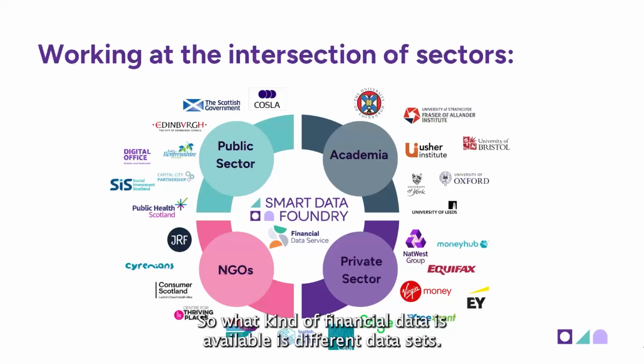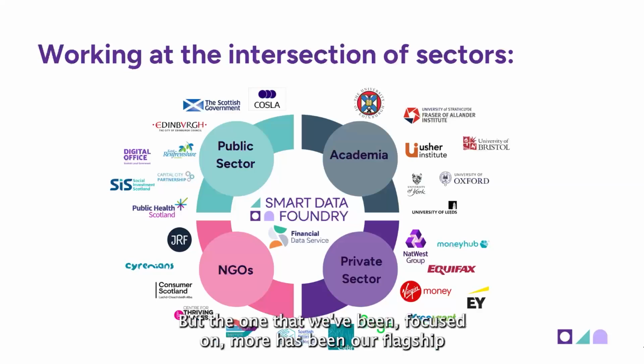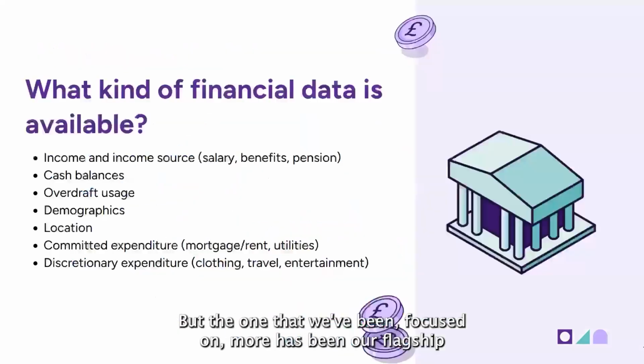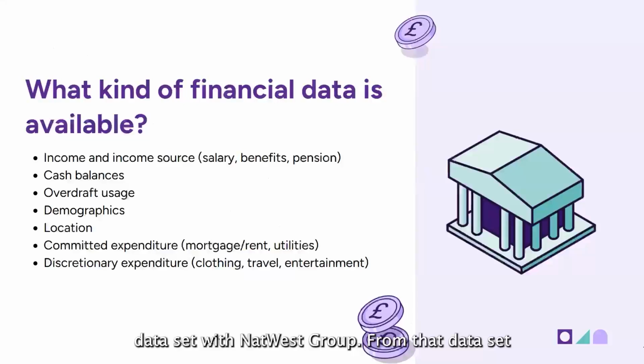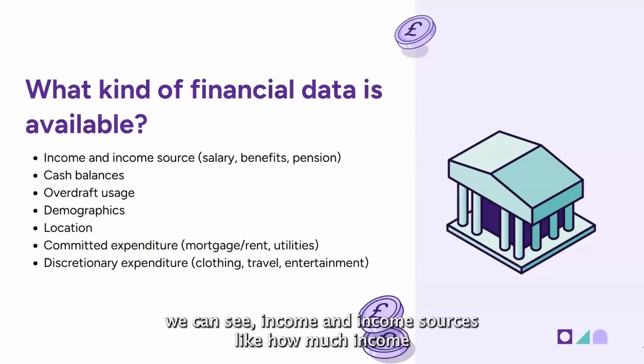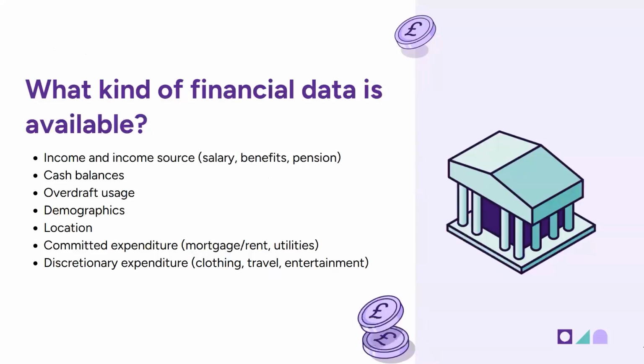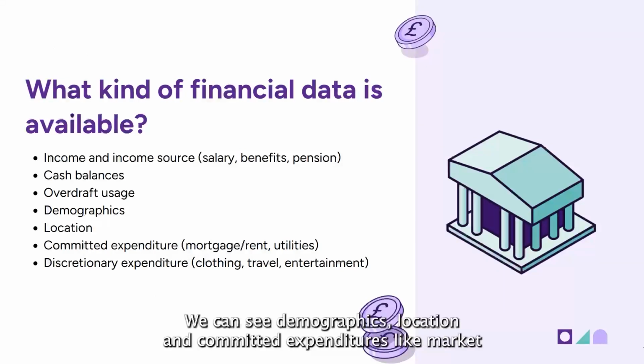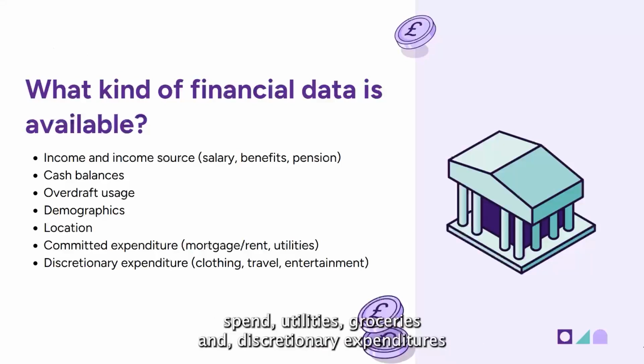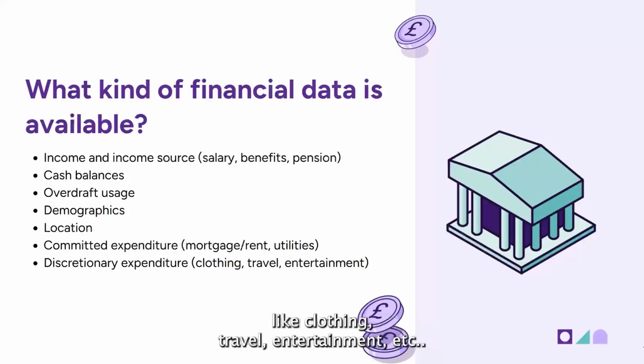So what kind of financial data is available? There's different data sets, but the one that we've been focused on more has been our flagship data set with NatWest Group. From that data set, we can see income and income sources, like how much income and what type of income source, salary, benefits, or pensions. We can see cash balances, we can see overdraft usage, we can see demographics, location, and committed expenditures like mortgage, rent, utilities, groceries, and discretionary expenditures like clothing, travel, entertainment, etc. So that allows us to have a look into the economy.